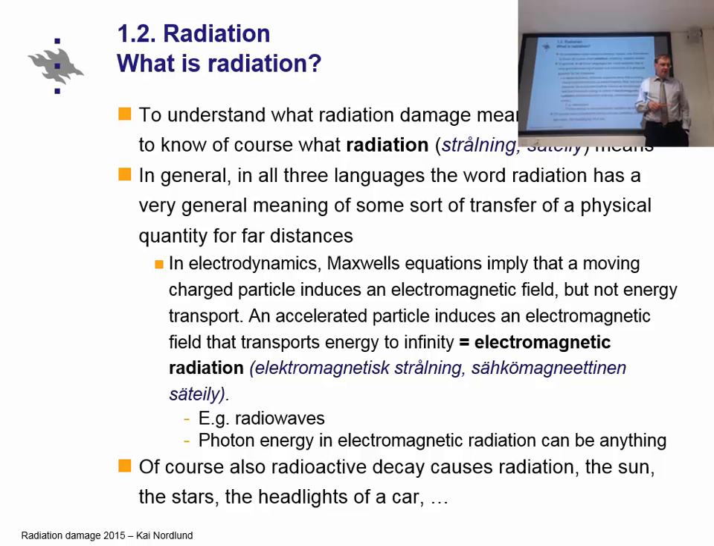moving charged particle induces an electromagnetic field, but if the charged particle is also accelerated, that is, the velocity is increasing, it will lead to a propagating electromagnetic field, which is electromagnetic radiation. A simple example of this is radio waves, but it can also be other kinds of waves.